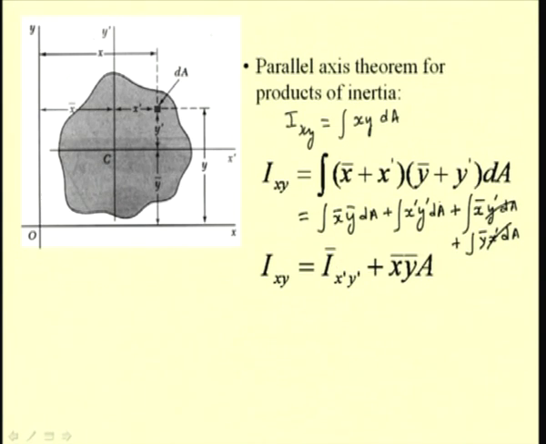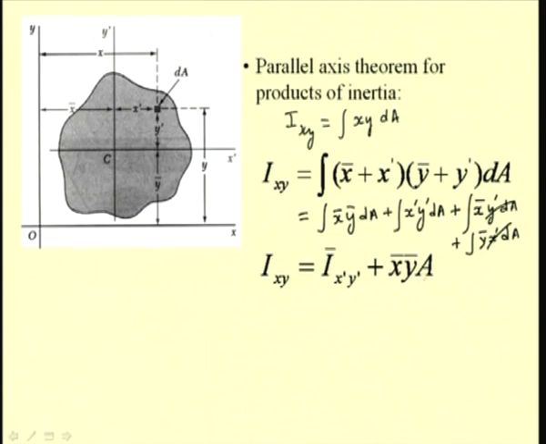and this quantity, that is integral x prime y prime dA, is nothing but the product of inertia of this area with respect to this axis, that is x prime y prime, the centroidal axis. So, the parallel axis theorem for product of inertia is found in this way, but one has to be careful that this quantity can be positive or negative.